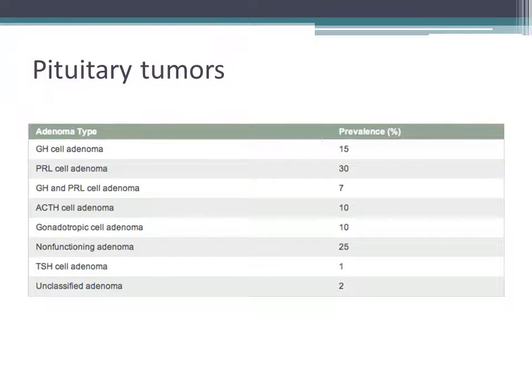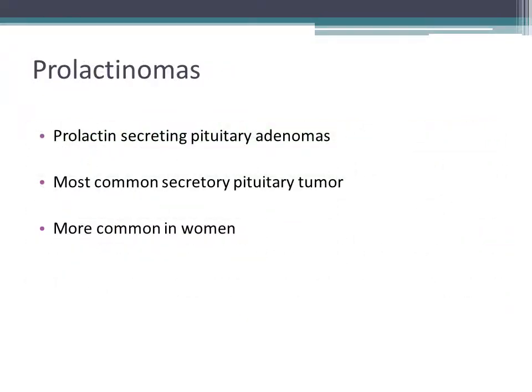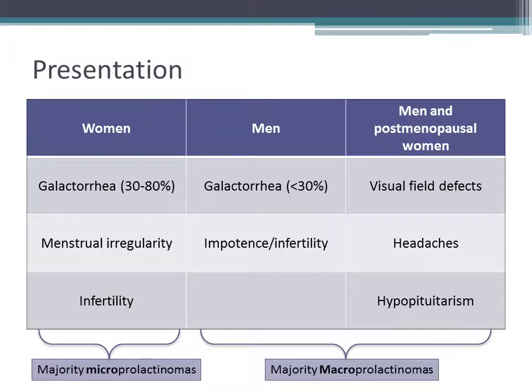They're very uncommon. And finally, unclassified adenomas. So let's start with the first secretory tumor, which is the prolactinoma. Prolactin secreting pituitary adenomas are the most common secretory pituitary tumor, and they're more common in women.